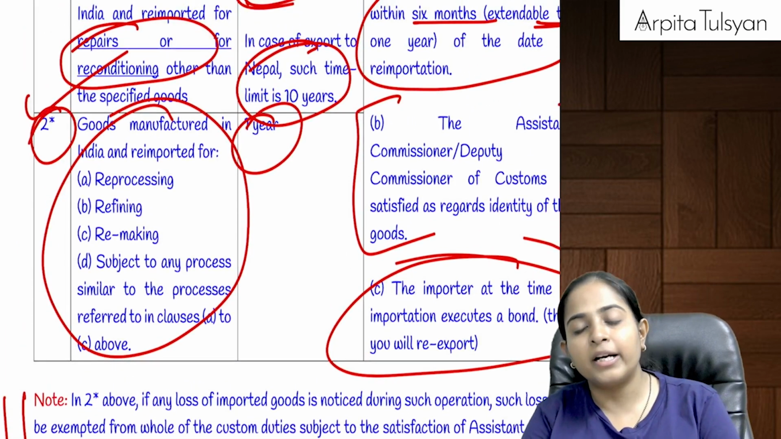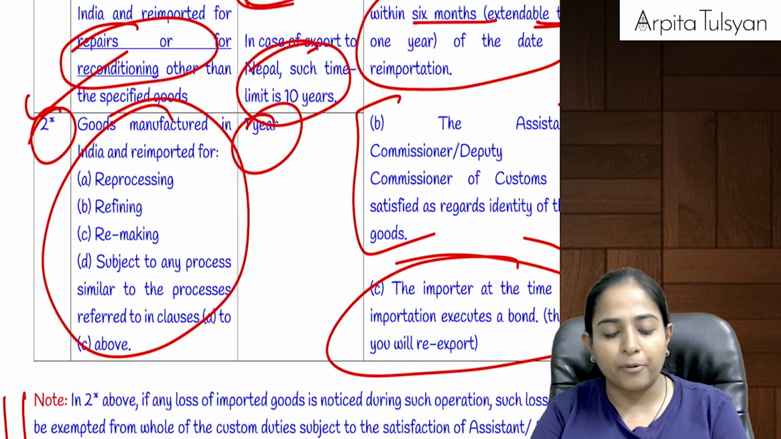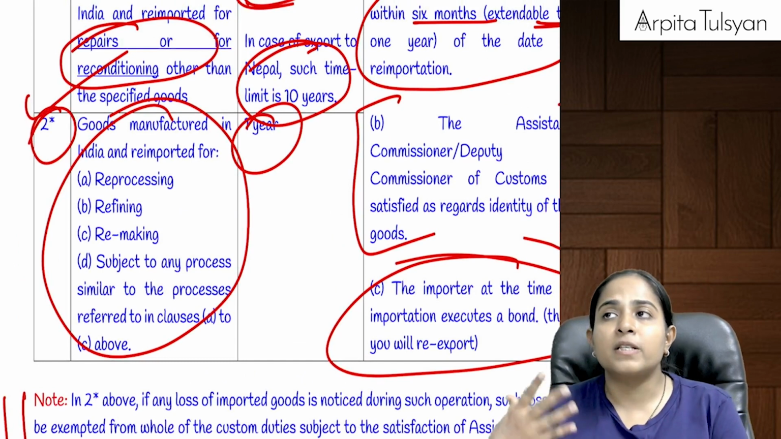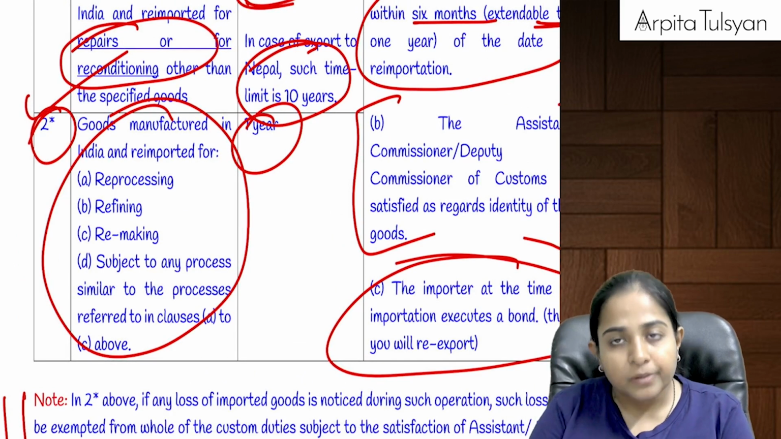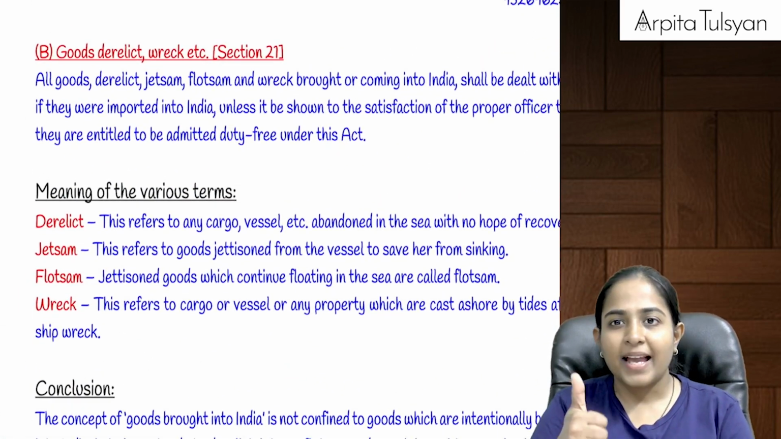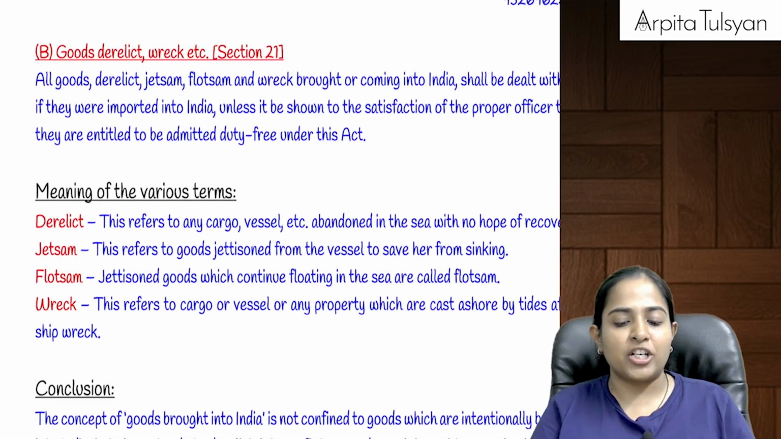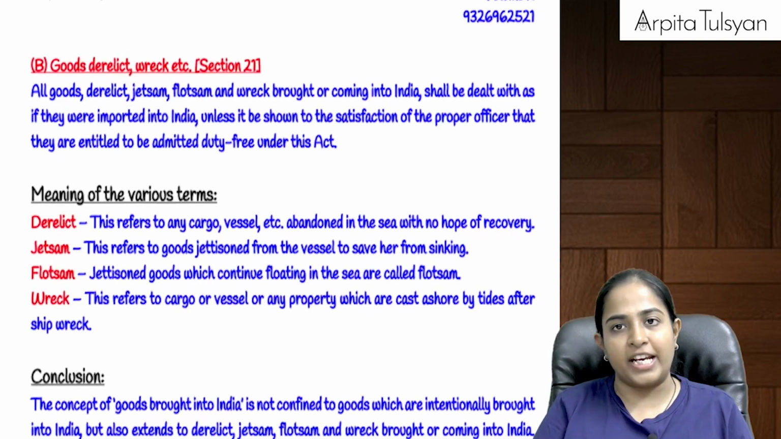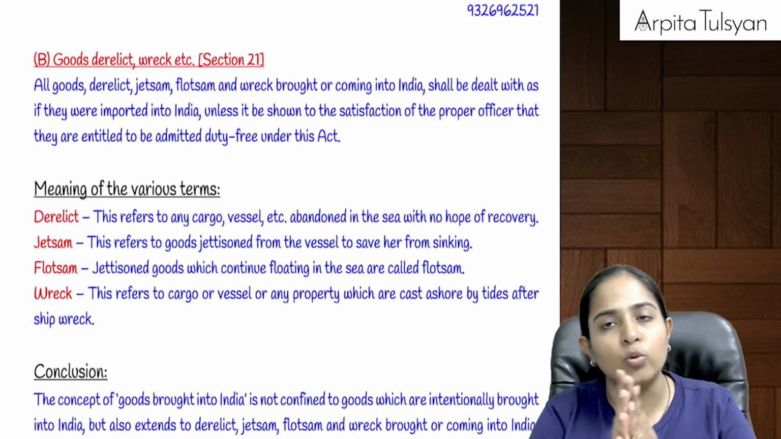Okay, and one more point that they have told us here is, suppose you re-imported 1000 kgs of that particular goods, but because of reprocessing etc., 2 kgs were lost, it doesn't matter, they say that normal loss is allowed. Are you clear with this? Okay, this was your section number 20 along with 2 notifications.